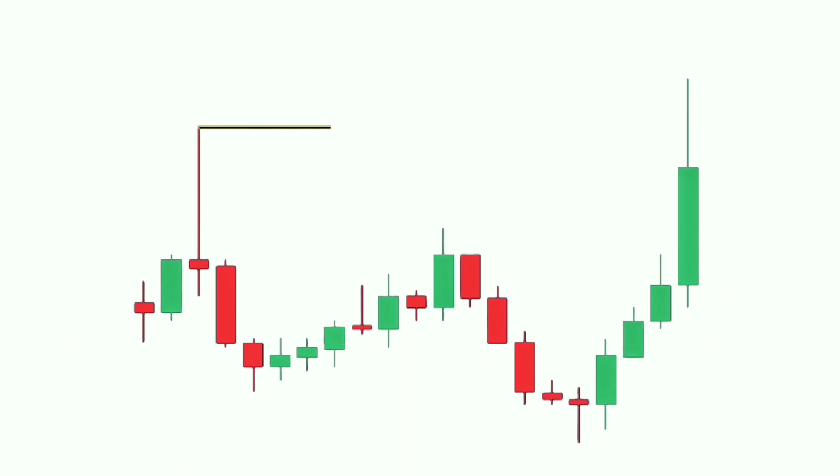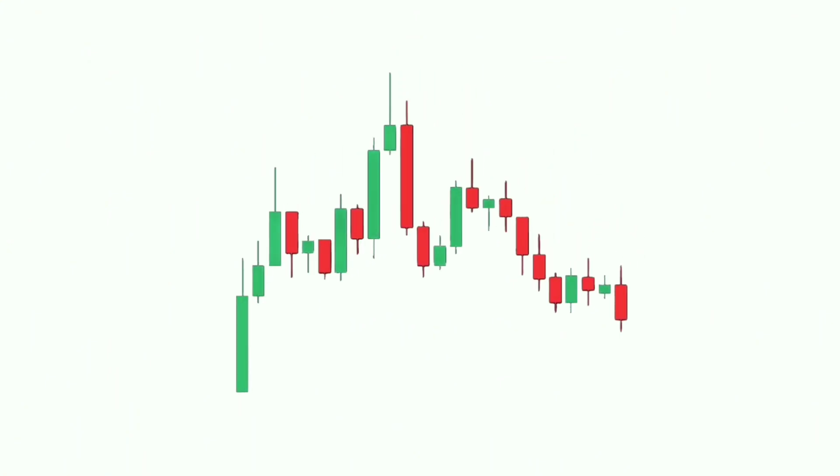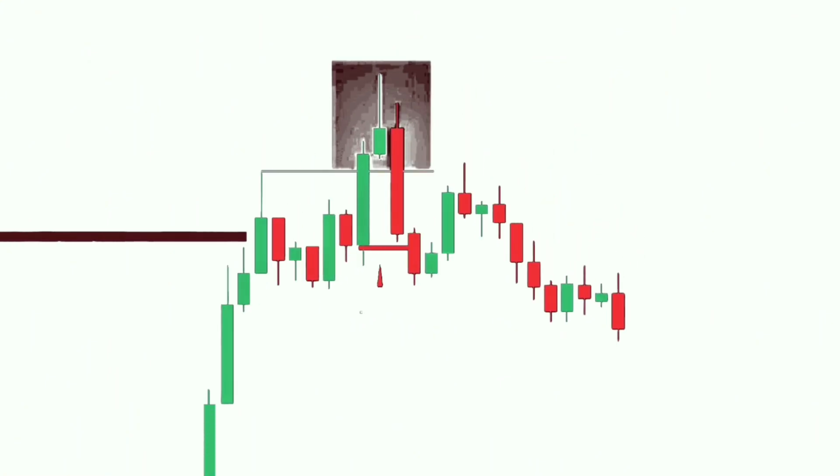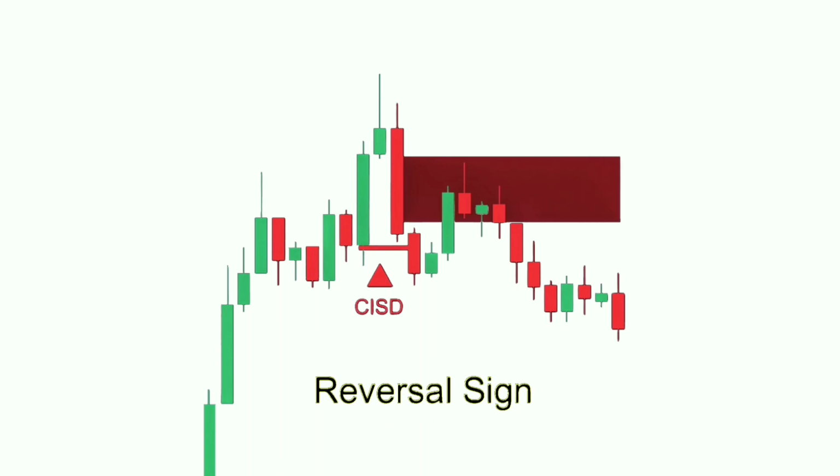Step 2, look for the CISD, the change in state of delivery. Just because price taps into a liquidity pool doesn't mean it's ready to reverse. You need confirmation, and this is where the CISD comes into play. The CISD is the first clear sign that the market may be shifting direction.